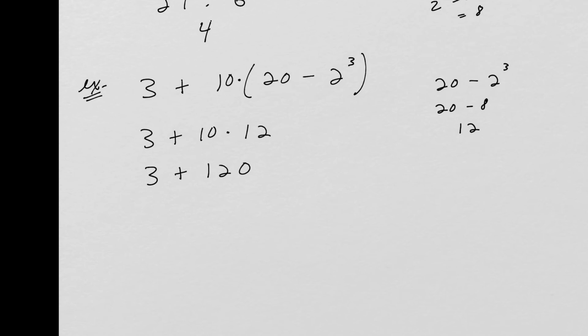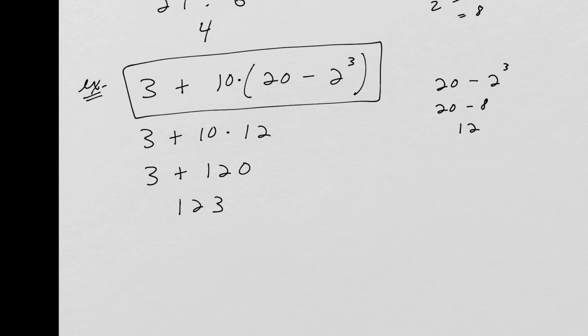And then finally, I have just addition left, right? My final operation is addition, so I can add these. 3 plus 120 is 123. So that would be my answer. This whole expression simplifies to 123.